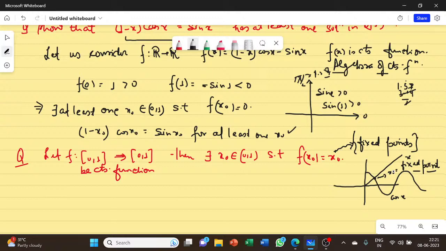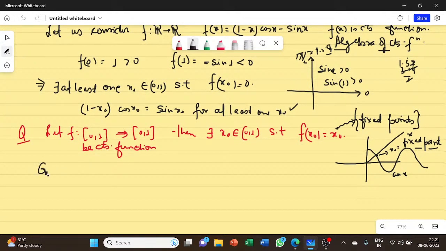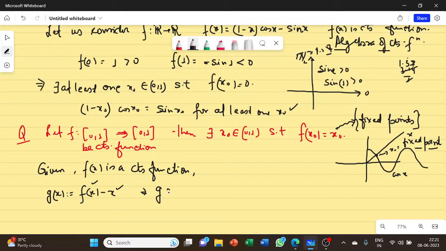Okay, now we want to prove that if my function is continuous and is defined from a domain to a codomain which are equivalent, then there exists a fixed point. So let us see how. What is given to us? Given to us is that function f of x is a continuous function, and let us define a function g of x which is equal to f of x minus x. So I'm defining a function on my own. f of x is continuous, x is continuous. It implies g of x is also a continuous function.